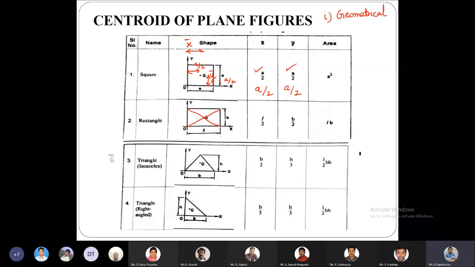For triangles, we'll be connecting the medians, and the point where they intersect is the centroid. But for irregular objects, we'll be using the integration methods. And the second method is the method of moments. And the third one is the method of integration. Okay, so these are also standard results.